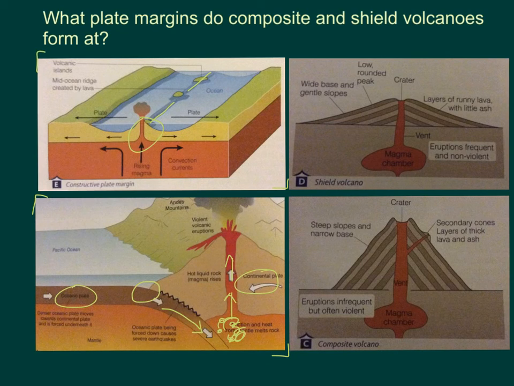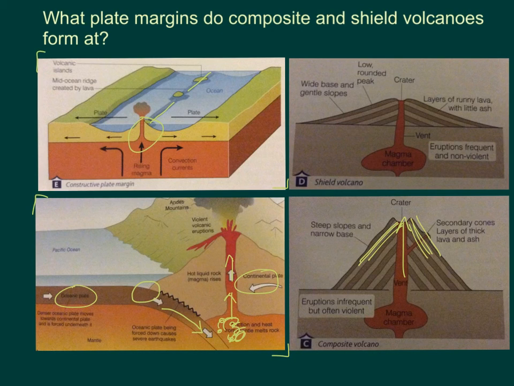Because the lava at a destructive margin is andesitic, meaning it is sticky and cooler than shield volcano lava, it cools at 800 degrees centigrade. When it does erupt and rise to the surface, the lava is going to build up in layers and it's not going to get very far. So we're going to have this steep-sided volcano, which looks like our typical conical shape that we associate normally with volcanoes.